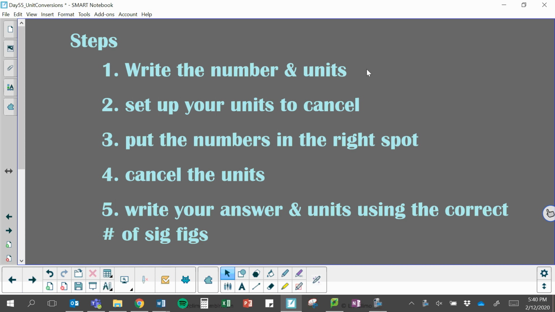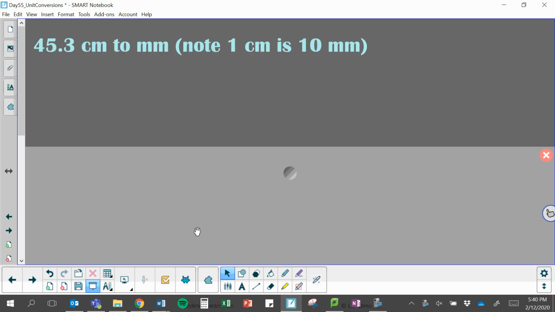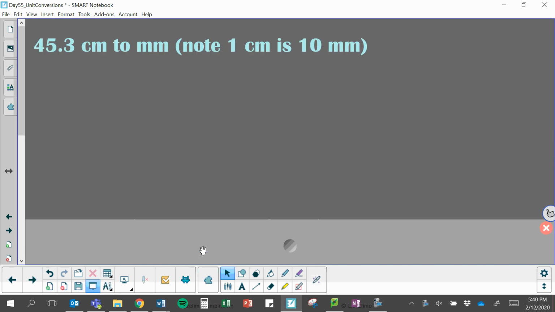So we first write the number and the units, set up your units so that they cancel, put the numbers in the right spot, cancel those units, and then write your answer and units using the correct number of sig figs. Okay, so here's a couple examples. We'll start with this first one.